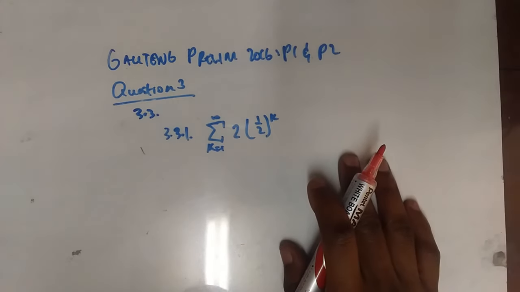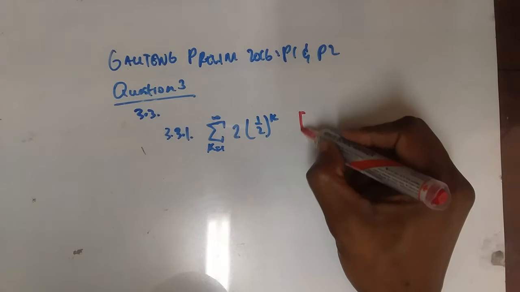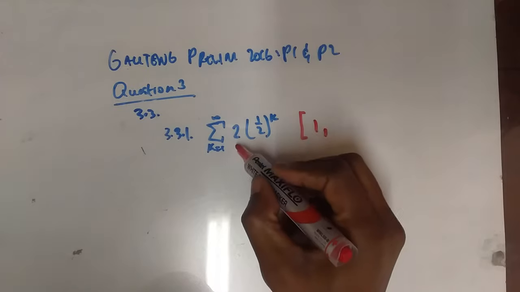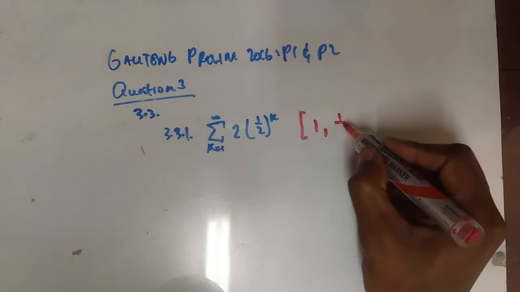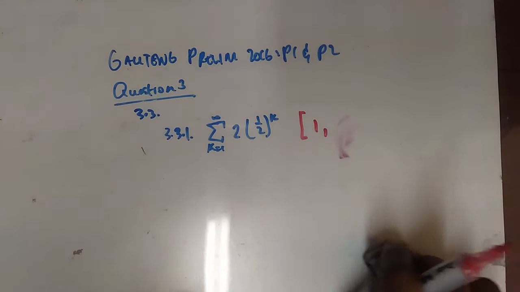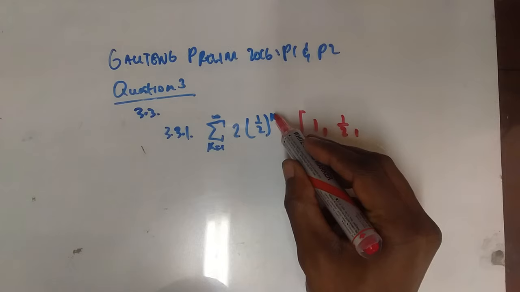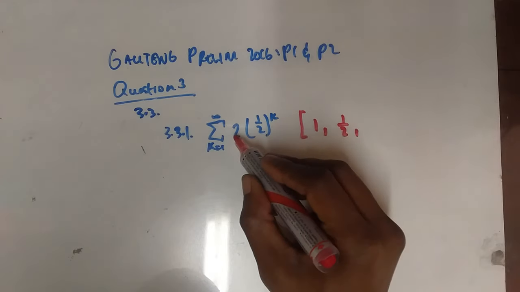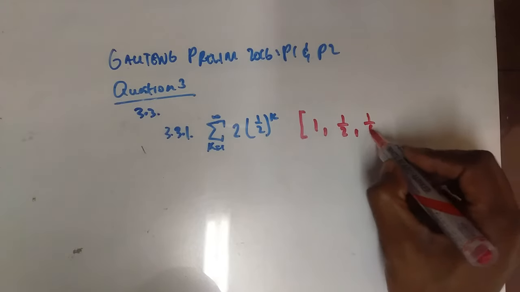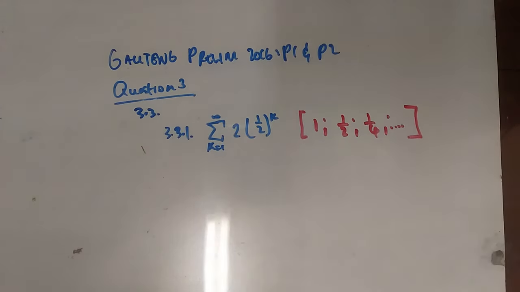So let us find T1. If we substitute k equals 1 here, our sequence is given by 2 times 1 half to the power of 1, which is just 1, and then 2 times 1 half to the power of 2 is just 1 half. Sorry about that, guys, it's excitement getting to me. Then 2 times 1 half to the power 3 is 1 over 8 times 2, which is 1 over 4, and so on. So I just found the first three terms.